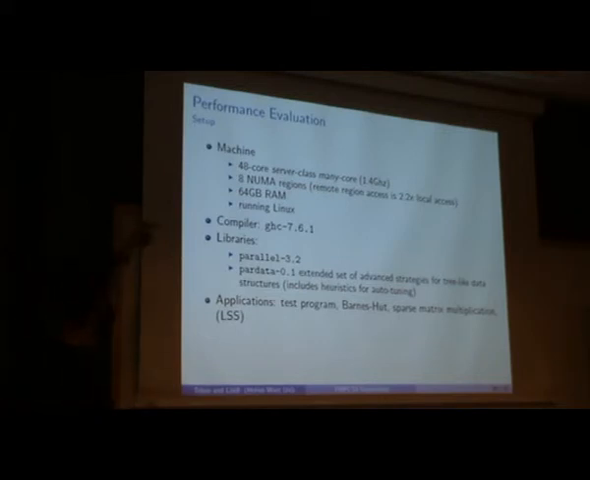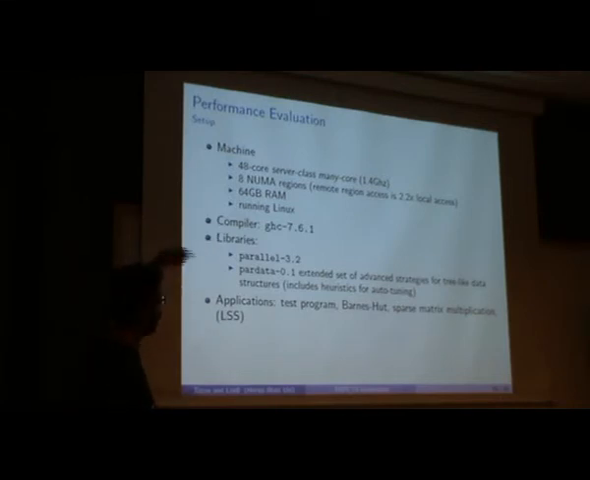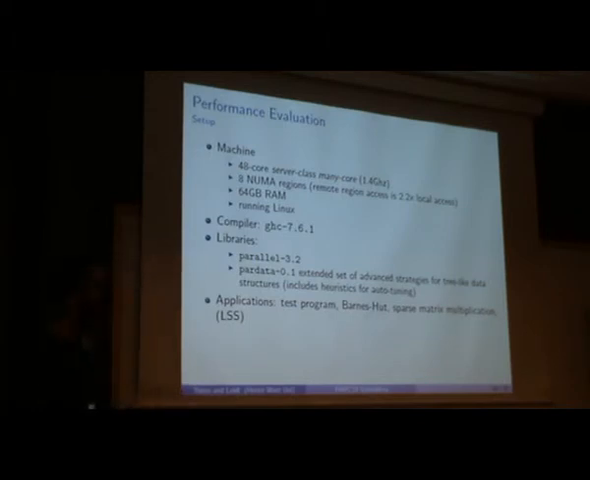This particular machine has 8 NUMA regions, so there is varying memory latency here because remote region access is more than 2 times the local access, and it has 84 GB of RAM, running Linux and this version of GHC. We use the parallel library, which includes the initial strategy library, and our data is the package that we're working on, which is an extended set of advanced strategies for tree-like data structures. It also includes heuristics for auto-tuning these strategies.